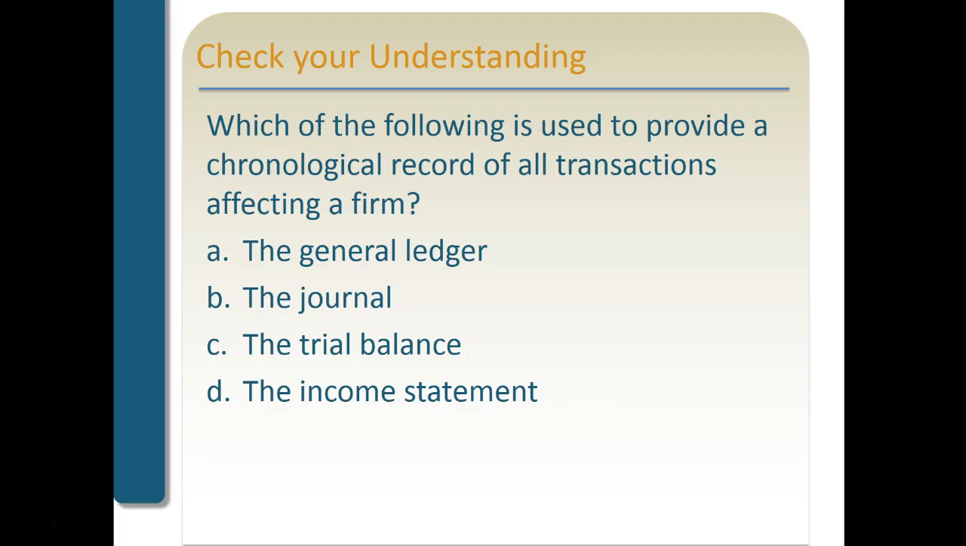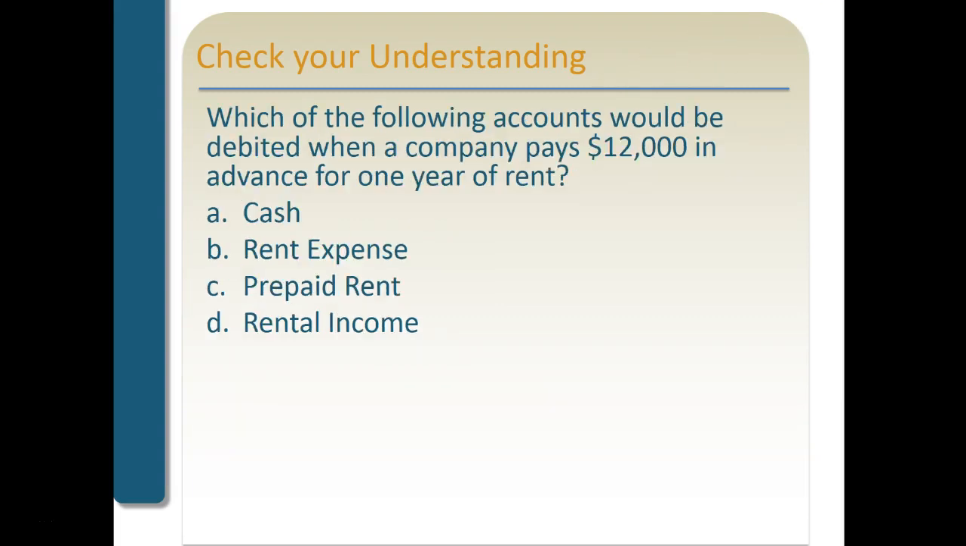Which of the following is used to provide a chronological record of all transactions affecting a firm? The journal. Perfect. The journal. Which of the following accounts would be debited when a company pays $12,000 in advance for 1 year of rent? Good.